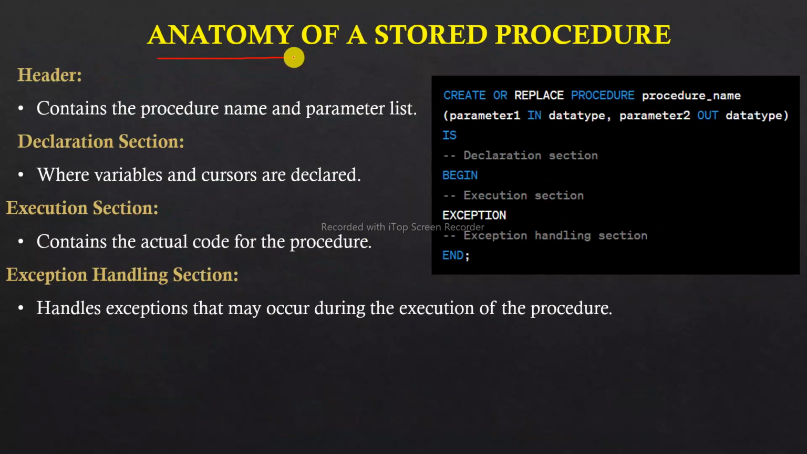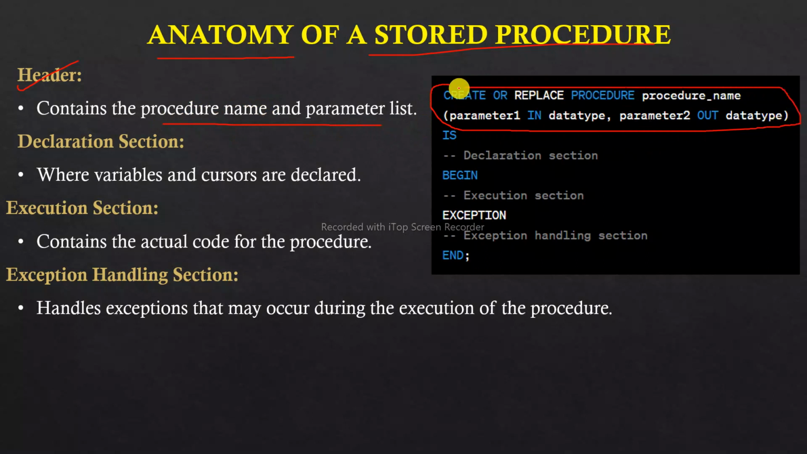Next, the anatomy of a stored procedure. First we have the header section, which contains the procedure name and parameter list. This is the header section, in which you will see the name of the procedure and the parameters. Next we have the declaration section, in which we declare the variables as well as the cursors.